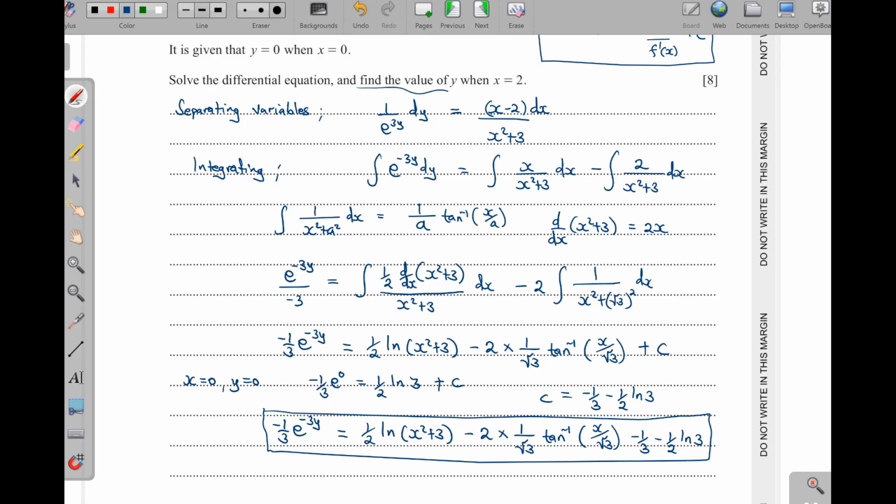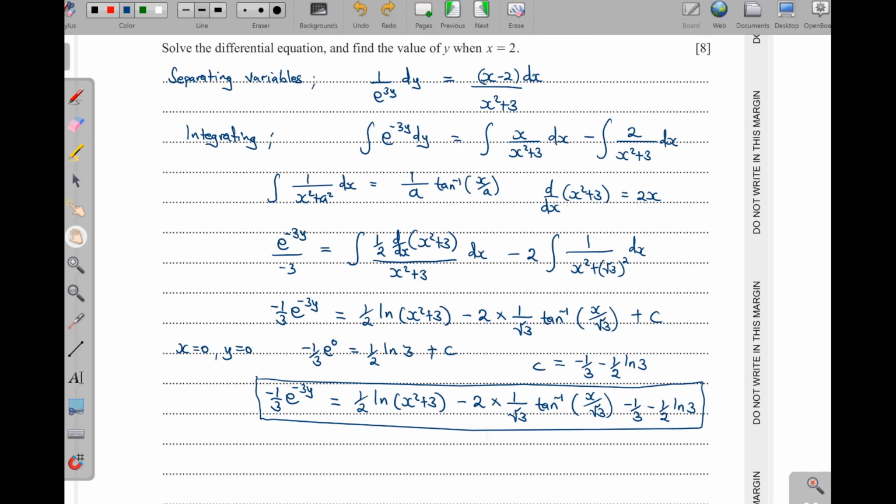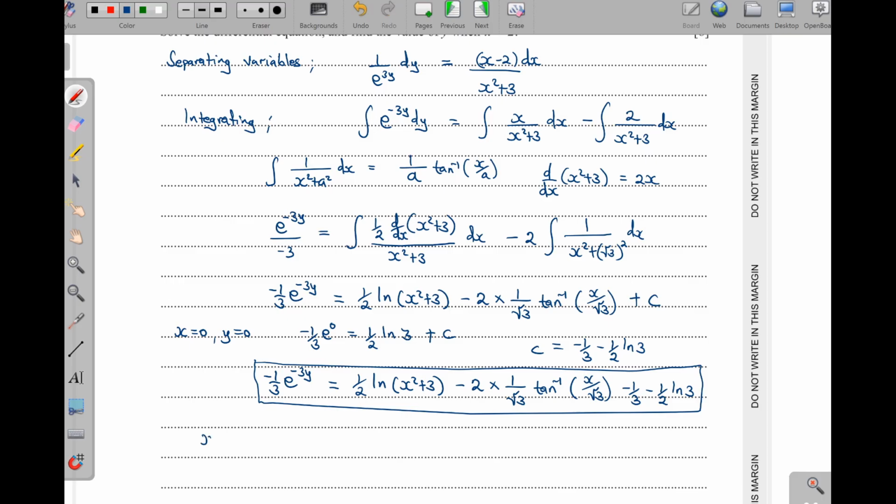But they said find the value of y when x is equal to what? To 2. So when x is equal to 2, what will be y? So negative a third, then e power negative 3y, then is equal to, this will be 4 plus 3, that will be a 7, so a half, natural log of 7, then minus, this will be 2 over root of 3, then the arctan of 2 over root of 3, not so? Then what else? Minus a third, then minus a half, natural log of 3. So there is a lot to do here.